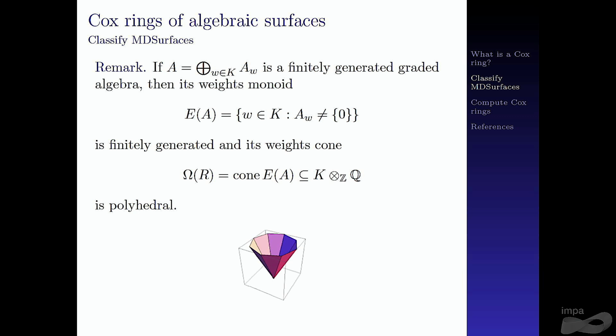Then to this algebra, we can associate what is called the weights monoid. We are assuming also the algebra to be an integral domain. And so the weights monoid is just given by those degrees where the corresponding piece of the algebra is not trivial. Okay, so you can easily realize that it is a monoid. And the remark is that if the algebra is finitely generated, then this weights monoid is finitely generated. And the reason is the following.